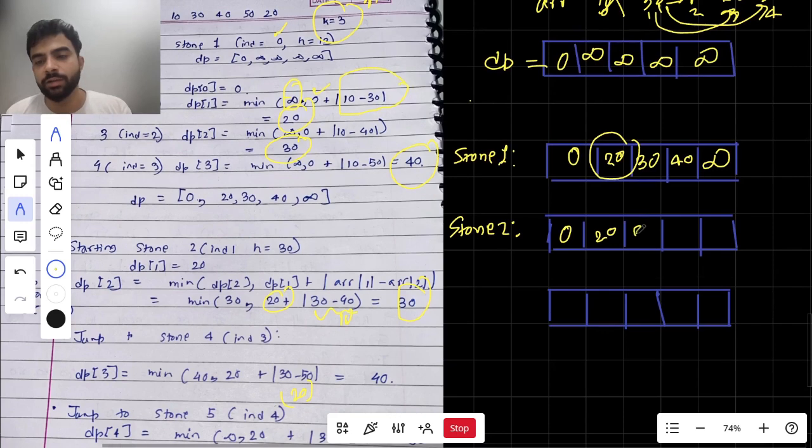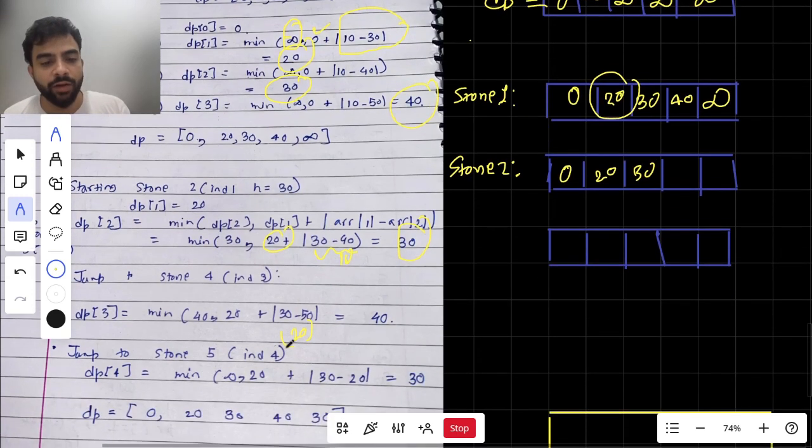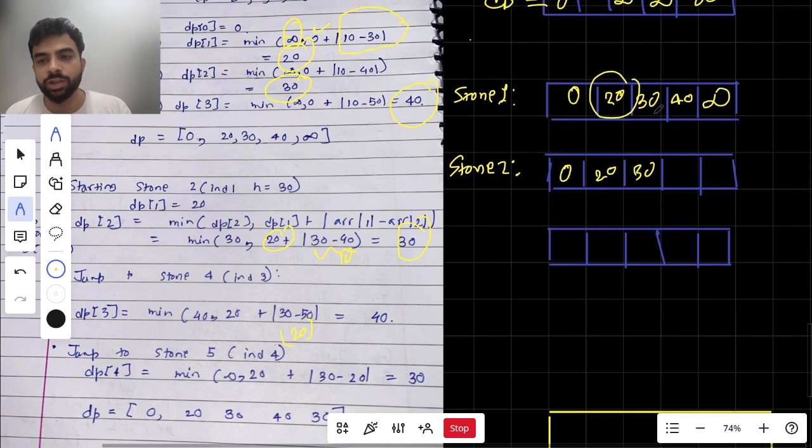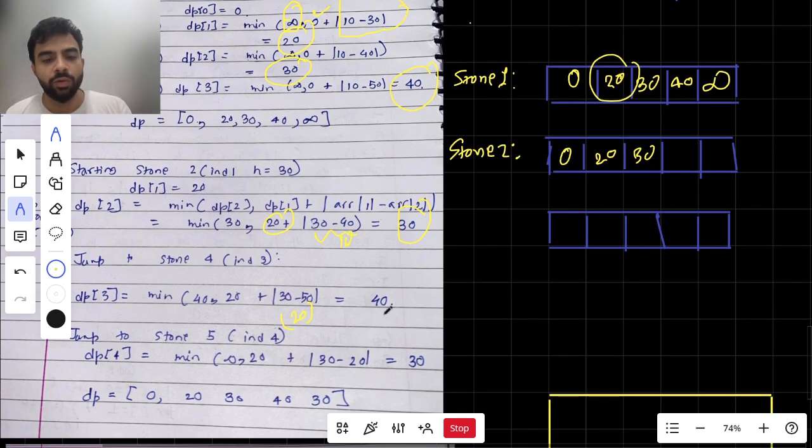So what I'll be writing is, fine, 40 was my previous value. This 40 was already present and 20 was my previous. So you are telling me that 40 comma 20 plus 20, which is 40, right? So the minimum of all these values is nothing but 40 itself. So I can easily put 40 over here.